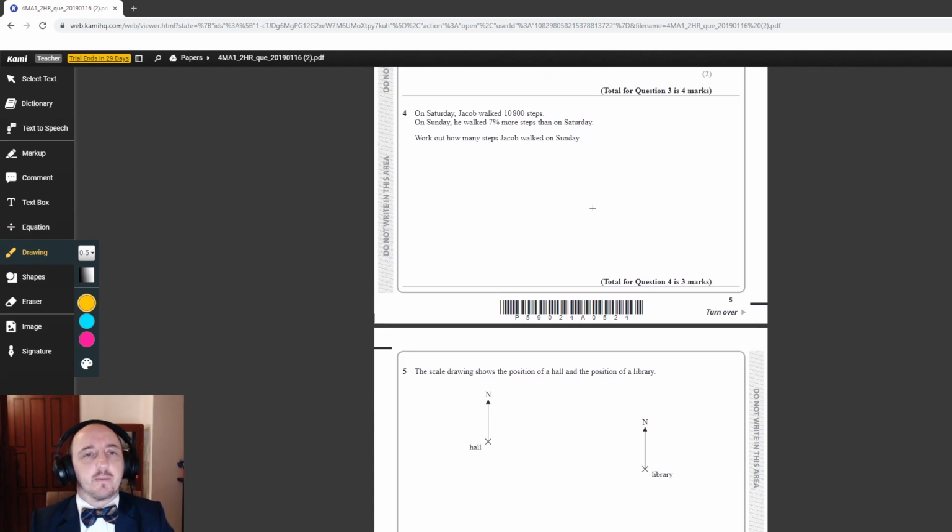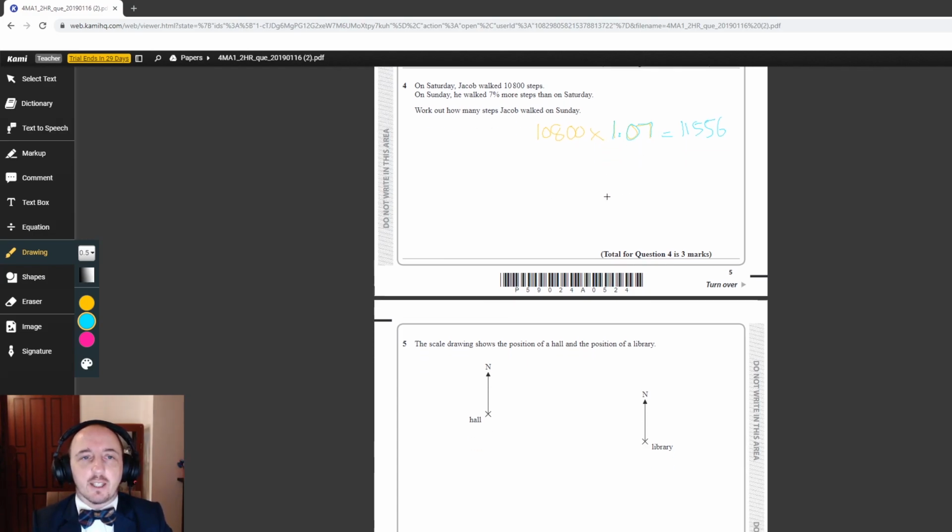Question 4. Jacob walked 10,800 steps. On Sunday he walked 7% more. We can just do 10,800 times 1.07, because that's the 100% plus the extra 7. And we can work that out as, I think, 11,556 maybe. But you can check that on your calculators.